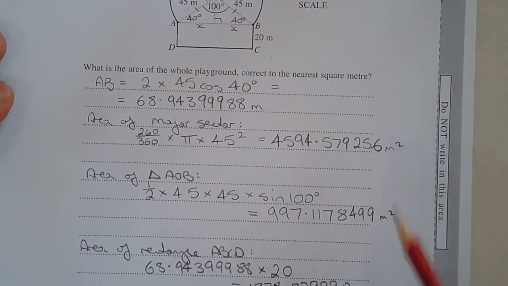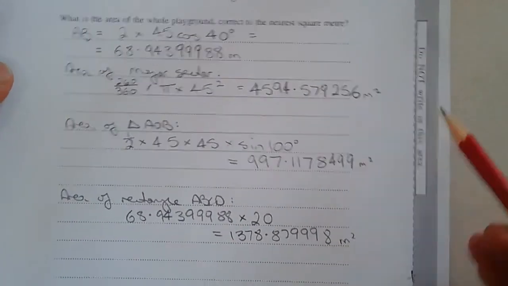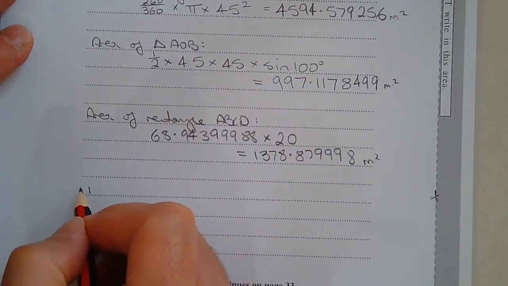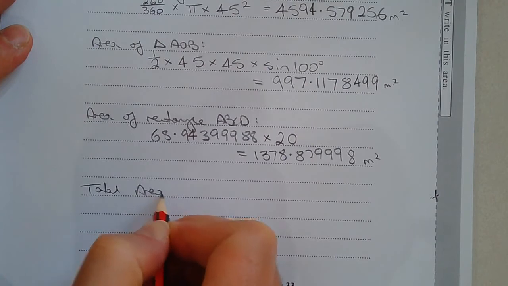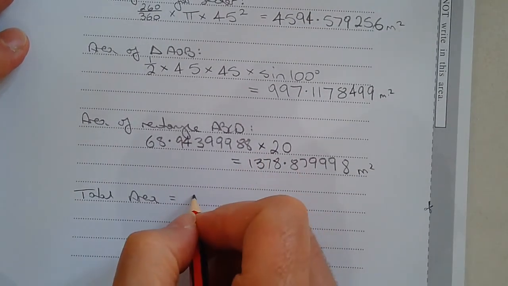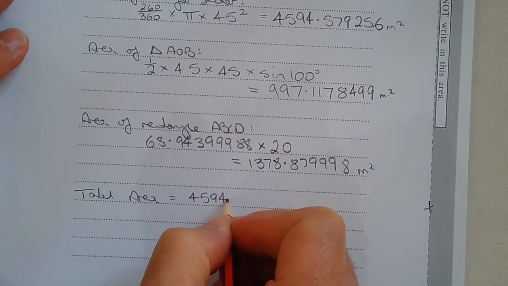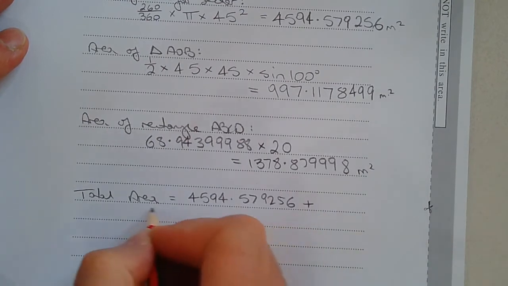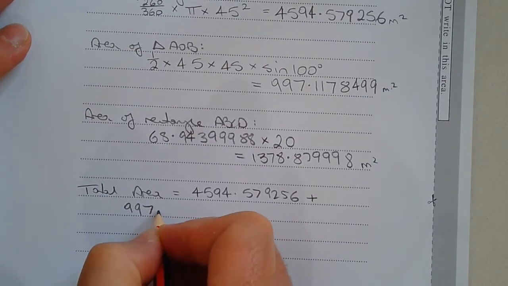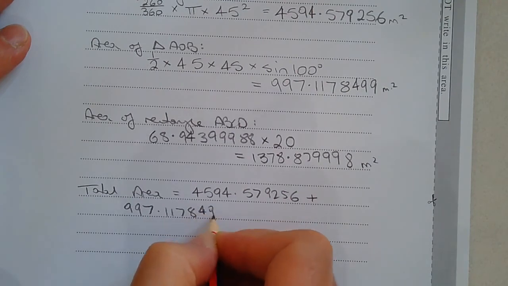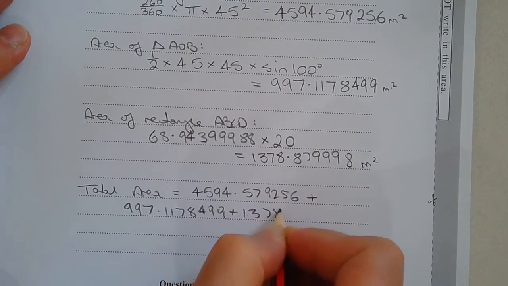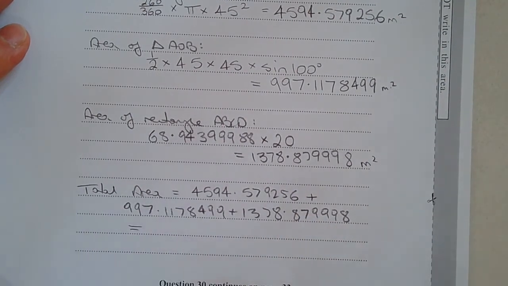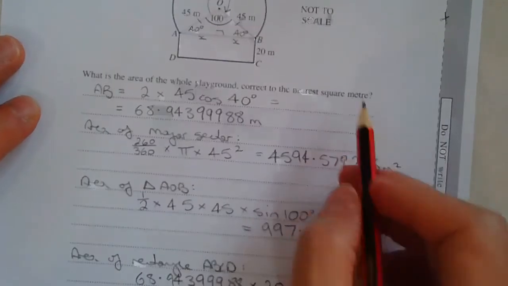So it would be a mark for this, a mark for that, a mark for this, a mark for this, and then obviously a mark for the correct answer. So total area is equal to 4594.579256 plus 997.11784999 plus 1378.8799998, and we need to answer to the nearest square metre.